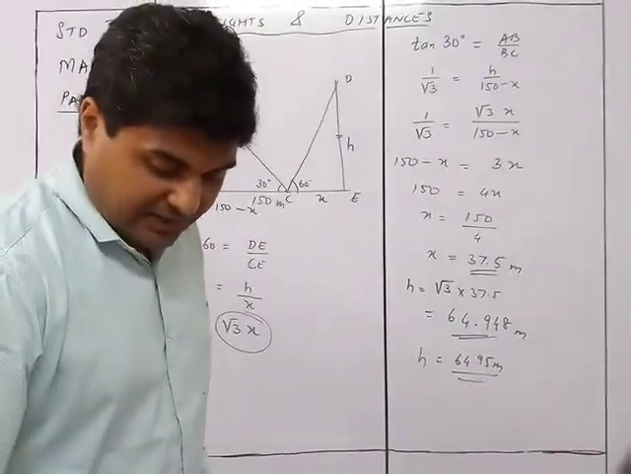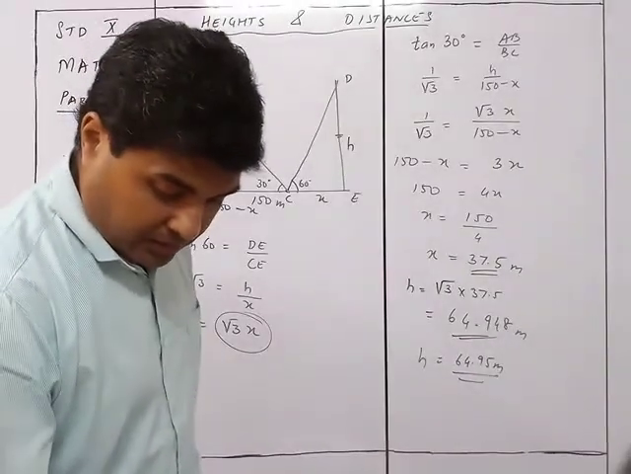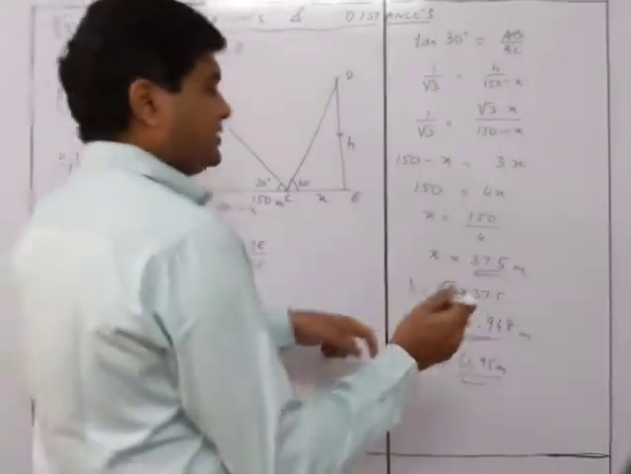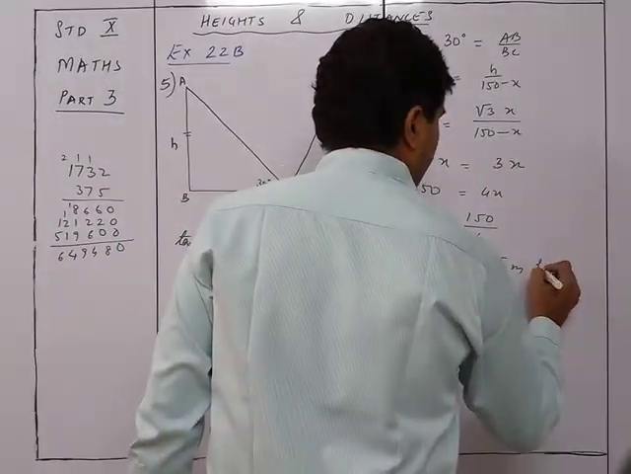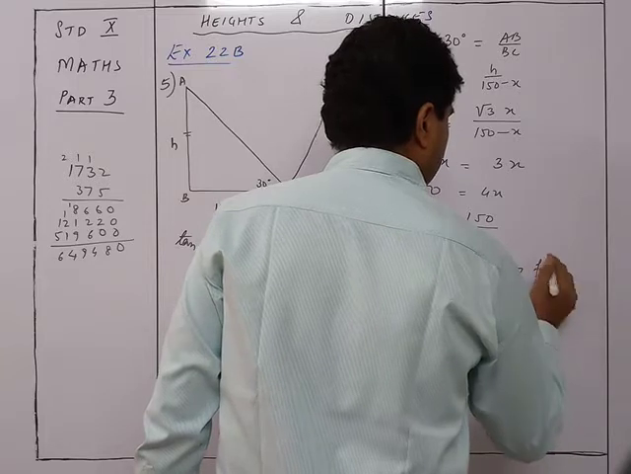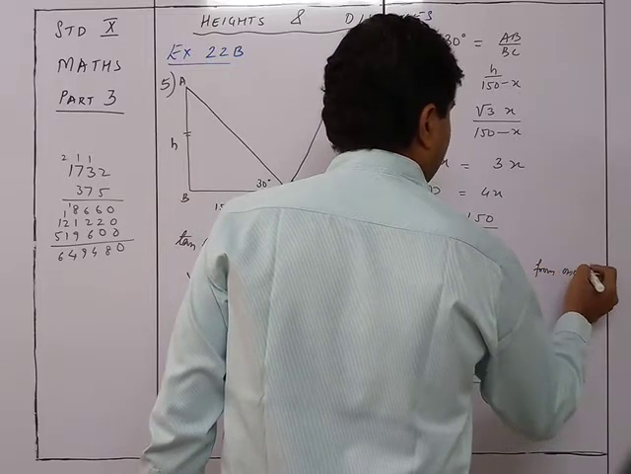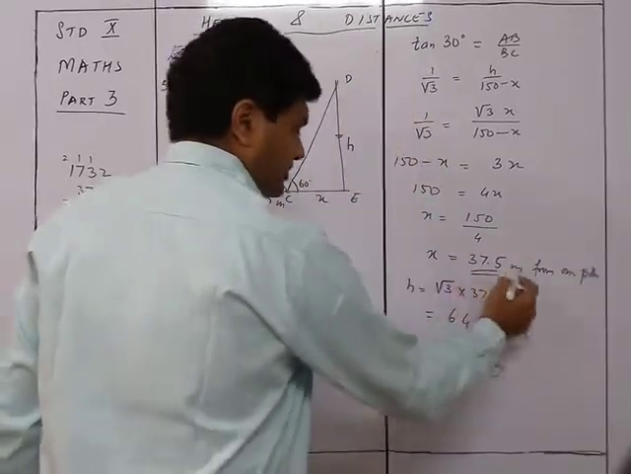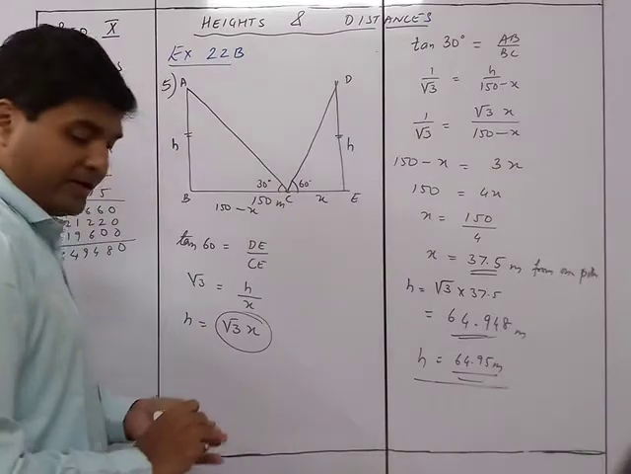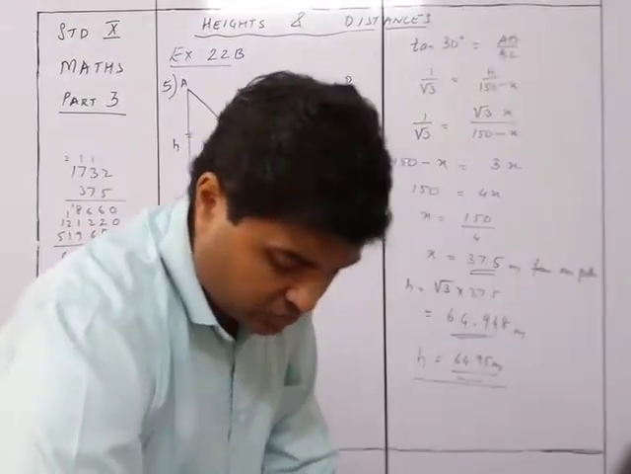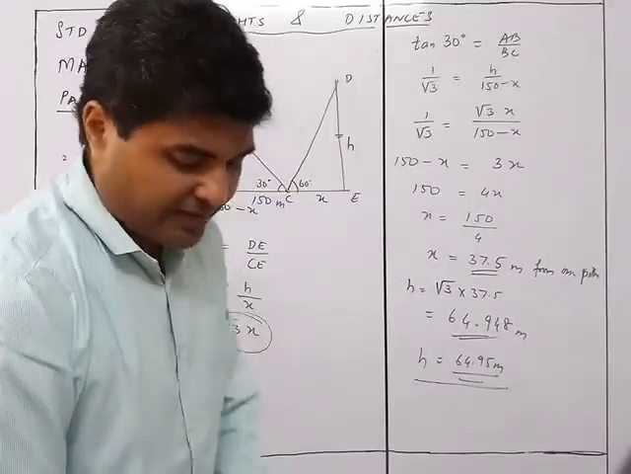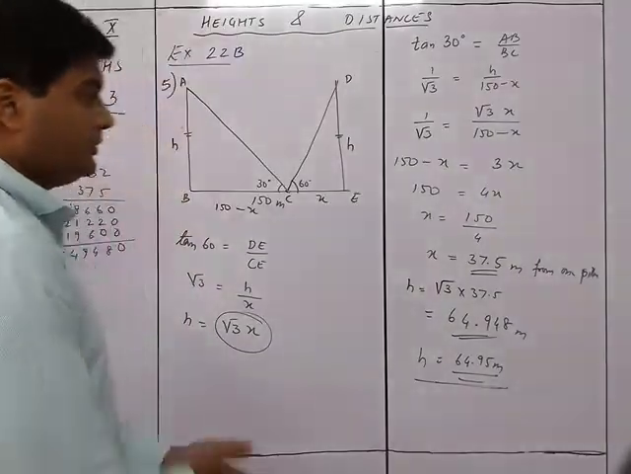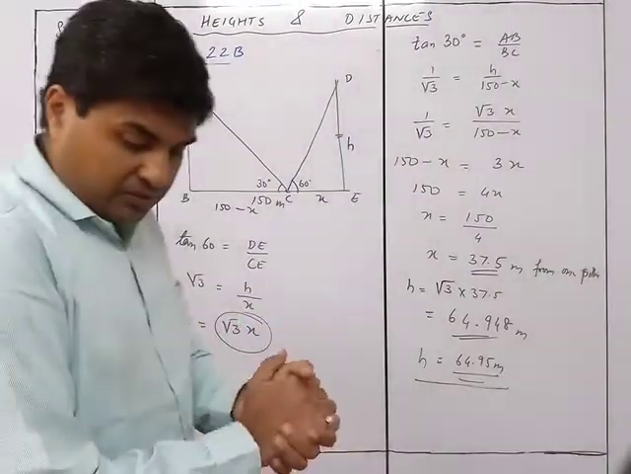So that is what they asked us. They asked us the height of the pillar and the position of the point. We also came to know that the position of the point is 37.5 meters from one end, one tower, one pillar. So the second one, the height, is 64.95. Let's check out the answer. The answer is 64.95 is the height, and the position is 97.5 from one pillar. That was sum number 5.